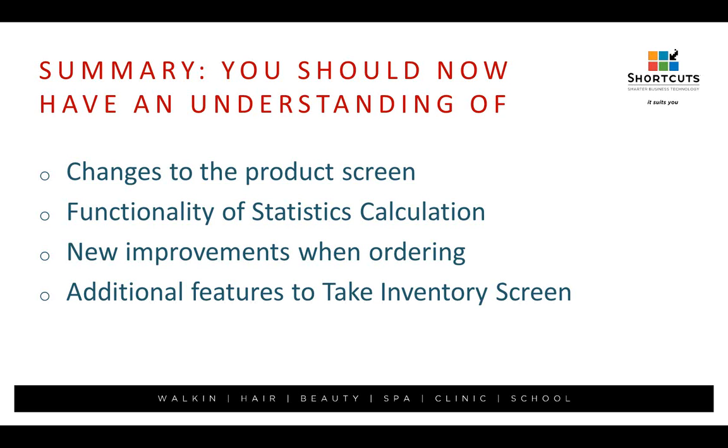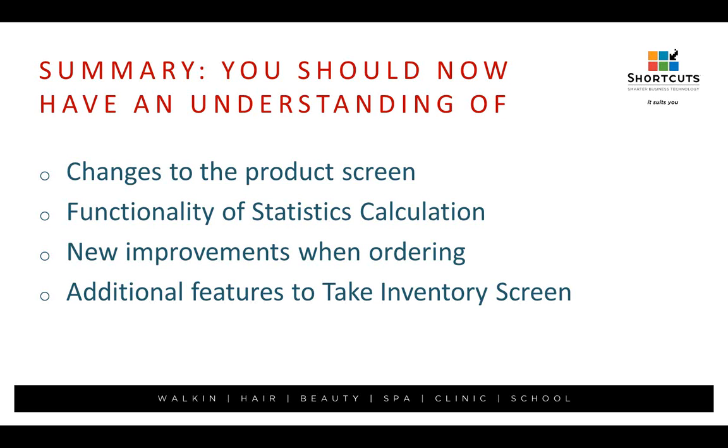We also covered new improvements to the ordering screen. We took a look at the new ordering types, how it can now do a line item discount or an order discount in shortcuts, as well as being able to modify an order even after I receive it in if I've made a mistake. And also the additional features to the Take Inventory screen: the adjustment value column, the variance values, and the preview button that lets us see the stock take report or the inventory control report without having to print it.